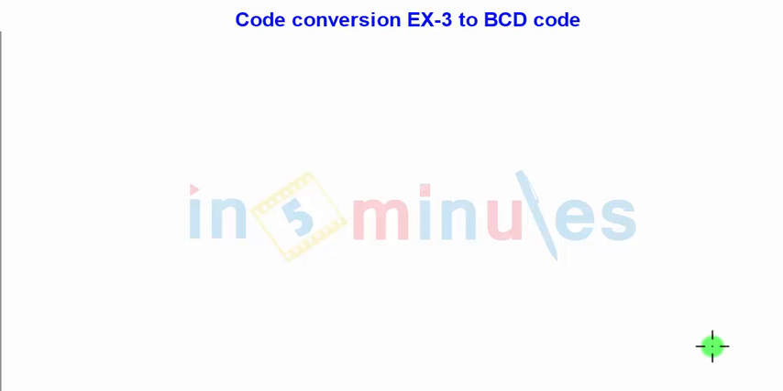In this presentation of code conversion, we are going to see code conversion of XS3 to BCD code. Now we already know what XS3 code is and what BCD code is. But here we need to convert XS3 to BCD. So we are having an input of XS3 code and output of BCD code. But input conditions depend upon the output here. Yet we don't know how many input bits will be required. So let us try to find out.